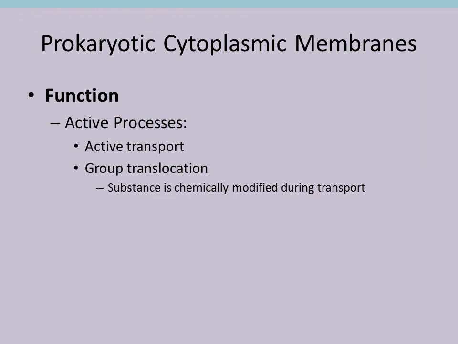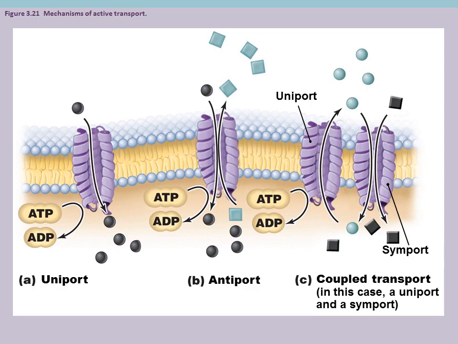Active process: there are two types, active transport and group translocation. Which one happens is going to depend on the size. With active transport, you can have what's known as uniport, where you're moving one substance in one direction. You can have antiport, where you're moving two substances in opposite directions. So one comes in and one goes out.